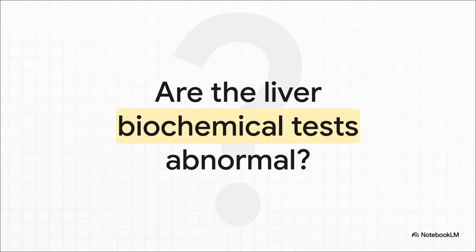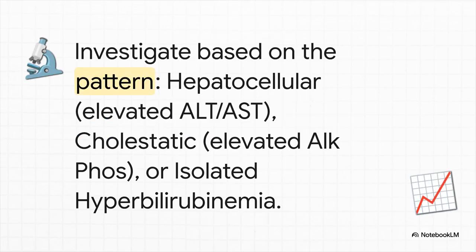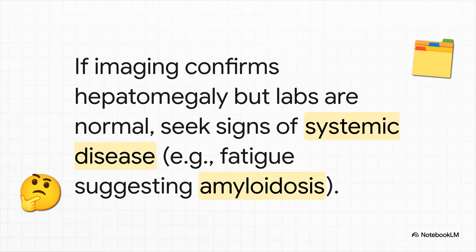The results of those liver tests are going to dictate your entire next move. So if the labs come back abnormal, you follow the pattern. A hepatocellular pattern with those high AST and ALT levels sends you down the path of investigating hepatitis. A cholestatic pattern with a high ALK phos points you toward issues with the biliary tract. Each pattern has its own specific workup, which is a whole other topic, but just recognizing the pattern is the key first step.